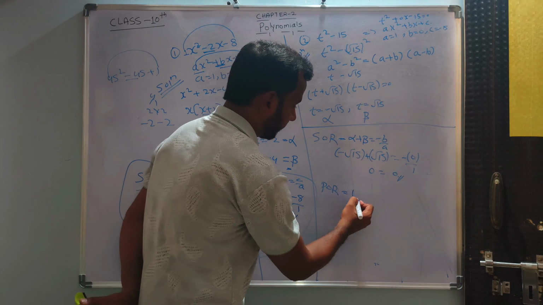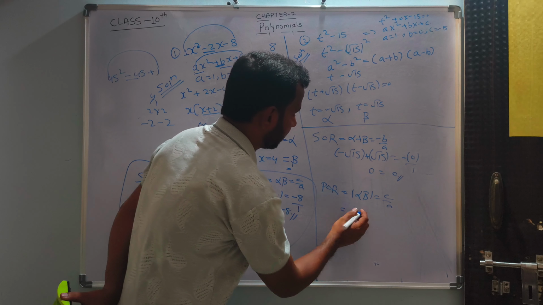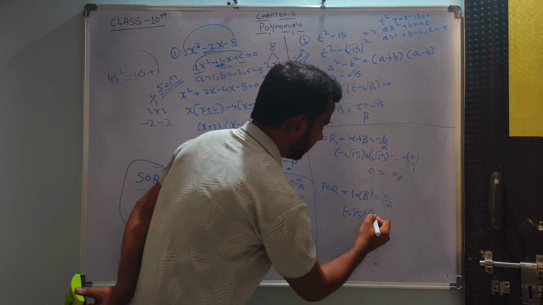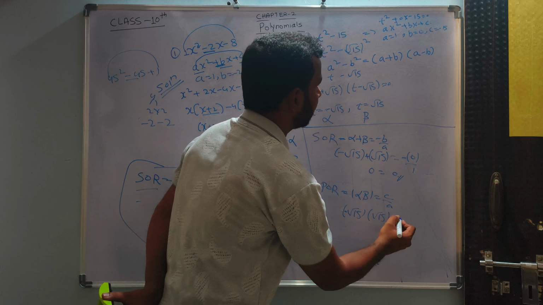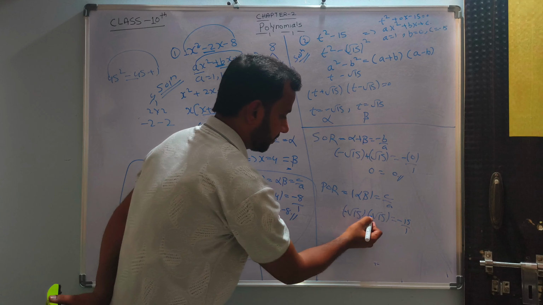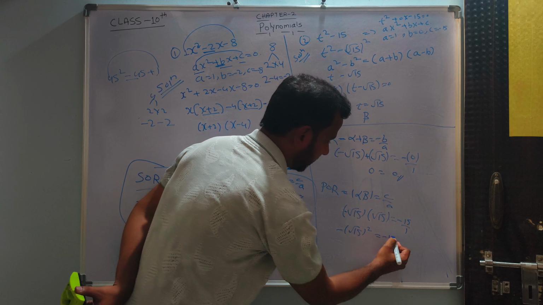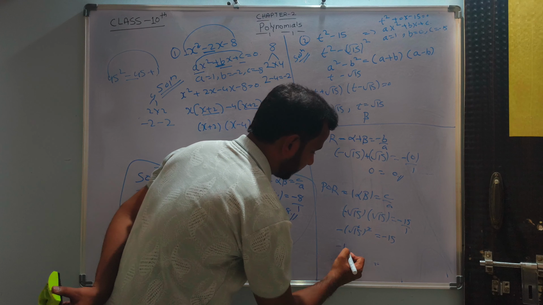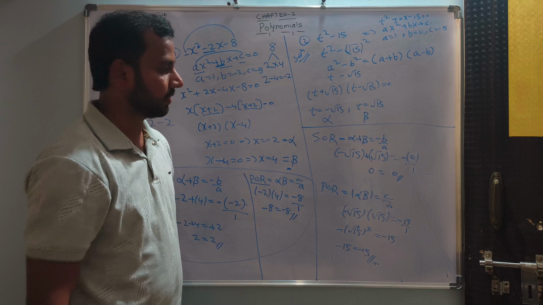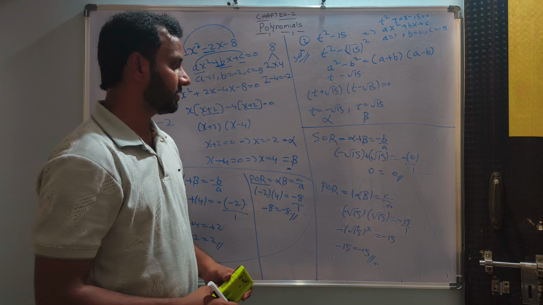Now product of roots. Alpha beta equal to c by a. What is alpha here? Root 15, minus root 15. Beta is root 15, equal to, what is the c term? Minus 15 divided by 1. Minus into plus is minus. This will be root 15 whole square equal to minus 15. The square root cancels, leaving minus 15 equal to minus 15. Therefore I can say LHS equal to RHS. Successfully we have verified the relationship between the zeros and its coefficients.